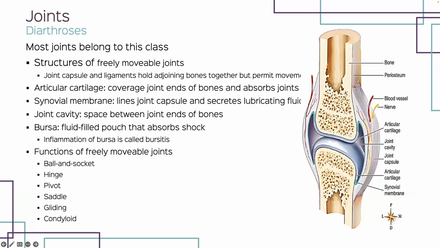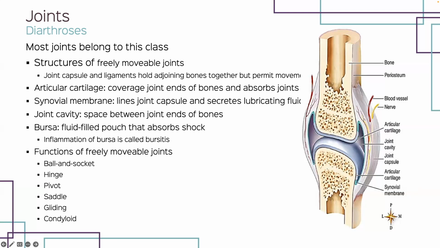The layer of cartilage over the joint ends of the bones will act like a rubber heel on a shoe. Therefore, it's going to absorb those jolts. The articular cartilage also provides a smooth surface, so the bones of the joint can move with little friction.